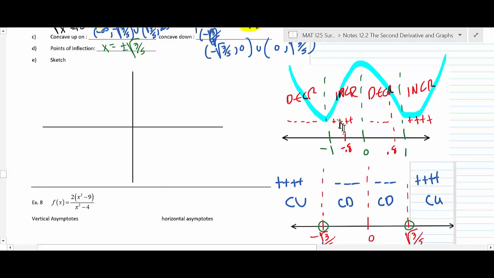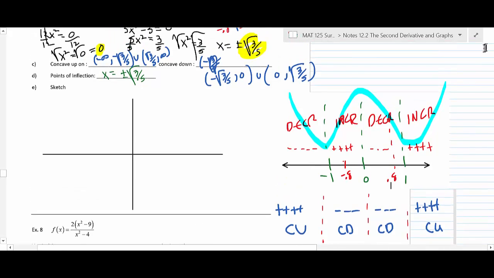So you're decreasing, increasing, decreasing, increasing, and then you're concave up. That looks good. Concave down. You can put those two intervals together for concave down, and then increasing or concave up like that. So that would be a good sketch.